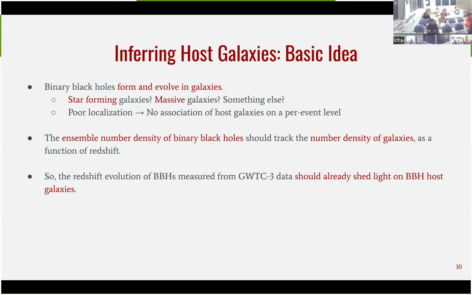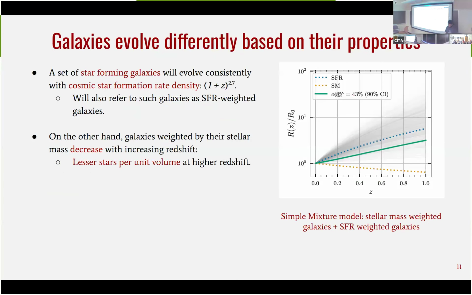But yeah, the redshift evolution of binary black holes, the rate of binary black holes measured from the GWTC3 data, should already sort of shed light on the BBH host galaxies. Right. Okay, so this is a cartoon way of thinking about the whole problem.